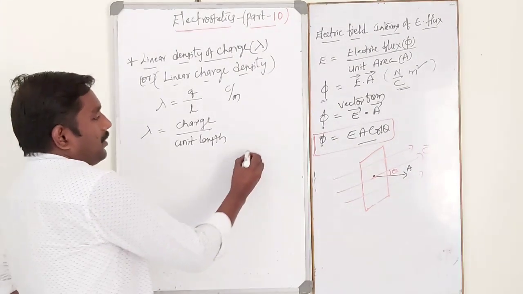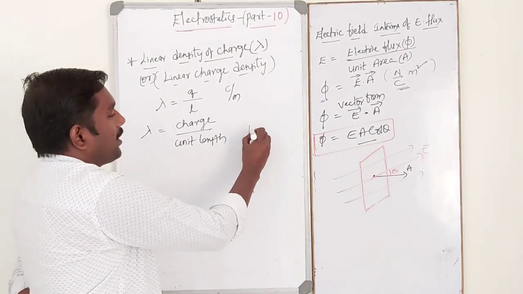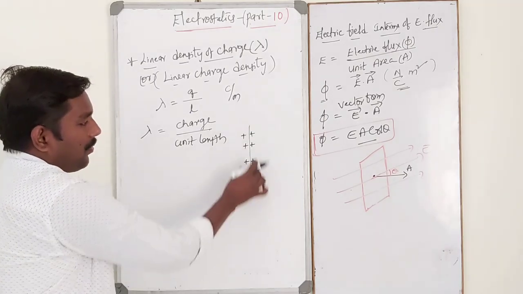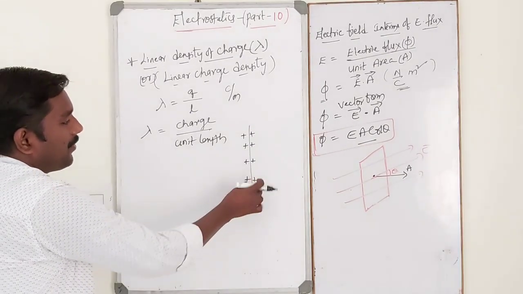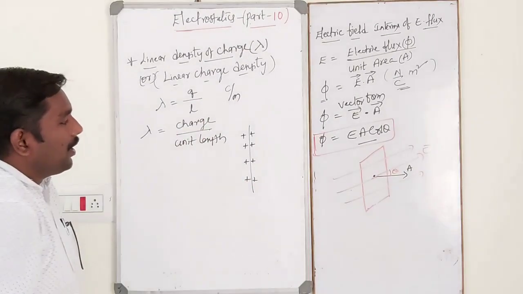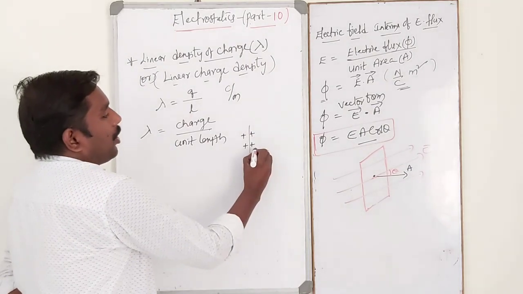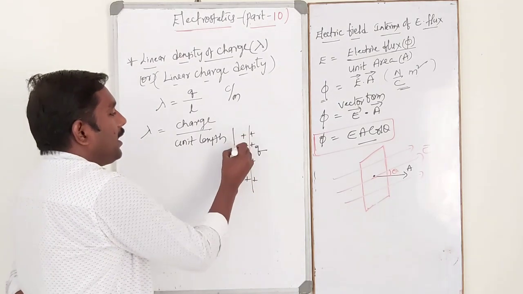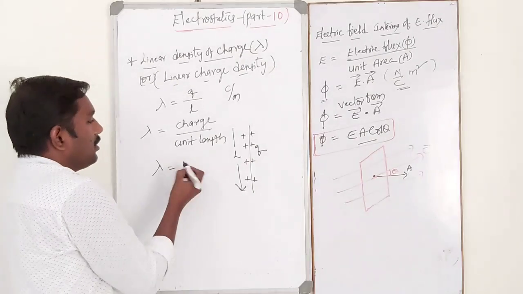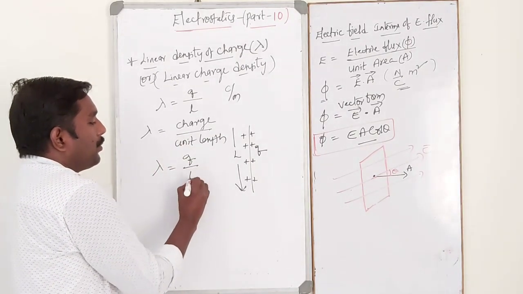Suppose this is the wire. Charge will accumulate on its surface. What is the linear charge density of the wire? Simply charge per unit length. The total charge accumulated on the surface is Q. Suppose L is the length of the wire. Then linear charge density is nothing but charge per unit length.